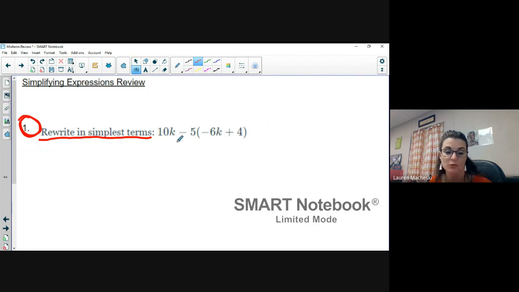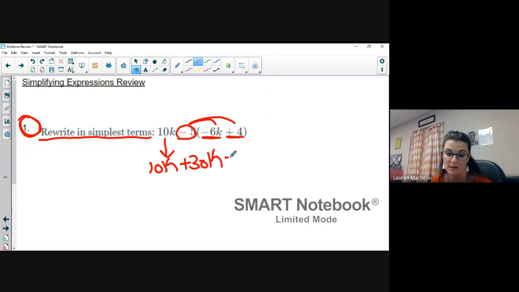All right. So rewrite this expression in simplest form. Remember, you got to get rid of parentheses. In front of the parentheses is a -5, so you are distributing that. Leave this 10K. -5 times -6K is positive 30K. -5 times positive 4 is -20.